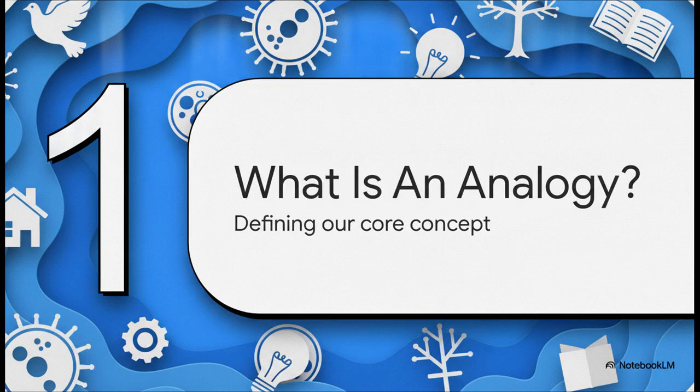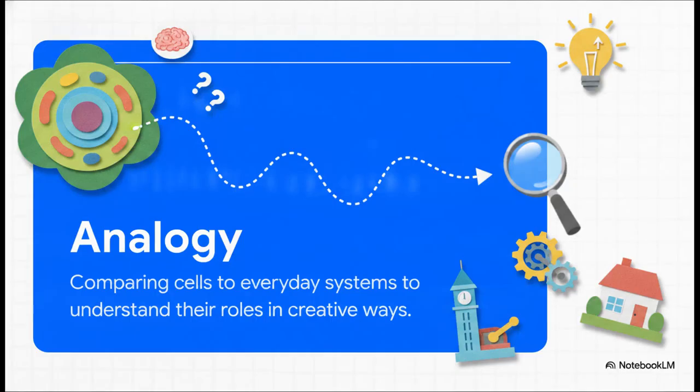What is an analogy? At its core, an analogy is really just comparing cells to everyday systems to help us understand their roles in a fun, creative way. Think of it like a mental shortcut. An analogy takes something that's totally foreign and hard to grasp, like the inner workings of a tiny cell, and connects it to something you're already super familiar with. It anchors the unknown to the known. And by doing this, you aren't just memorizing definitions anymore, you're understanding functions. You're giving those tiny, invisible cell parts actual real-life jobs that you can clearly picture in your head.